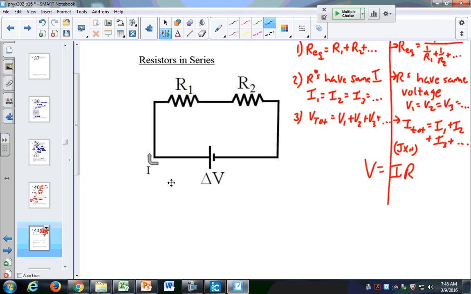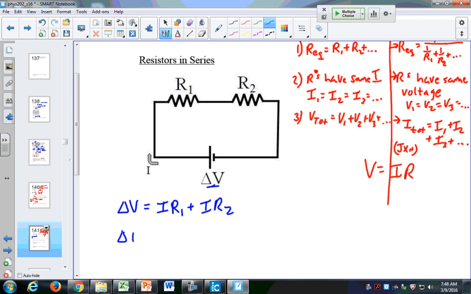We've already said that the change in potential across the battery, this delta V, has to equal IR1 plus IR2. This goes back to that loop rule, right? I have a positive potential here, negative IR1, negative IR2. The sum of those all has to equal 0. So I get this expression.